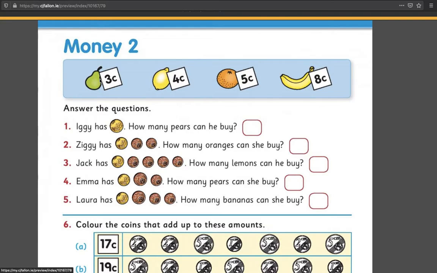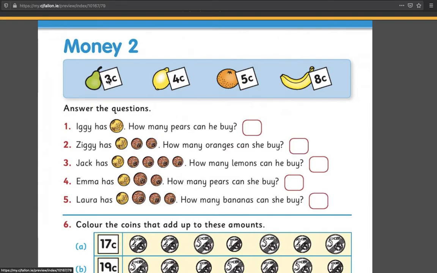So we have a pear up here that costs 3 cent. We have a lemon for 4, an orange for 5 cent, and a banana for 8 cent. Iggy, so remember our friend Iggy, we had Iggy, Ziggy, Jack, Emma, and Laura today. So Iggy has this much. What is this? 20 cent, of course. So Iggy has 20 cent. How many pears can he buy?